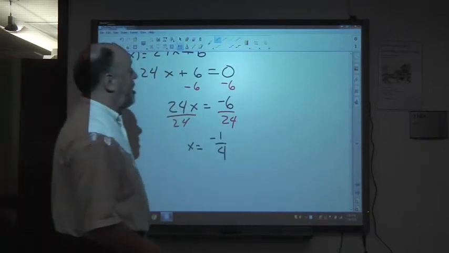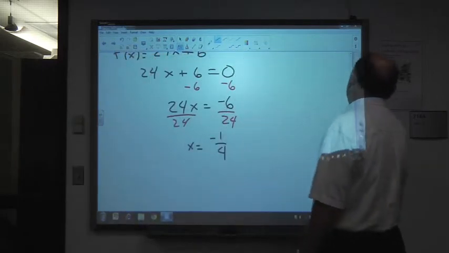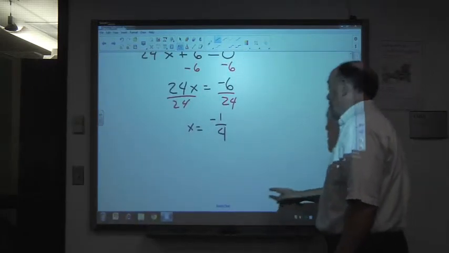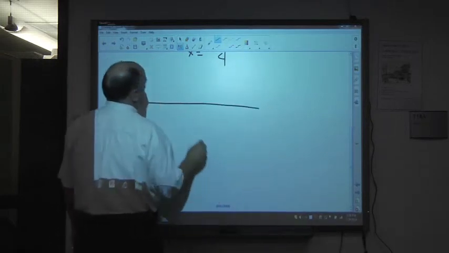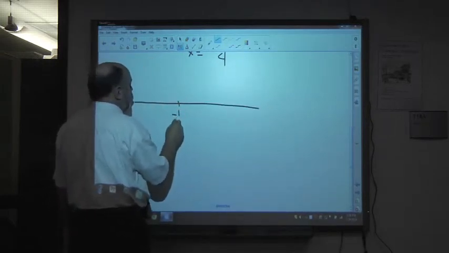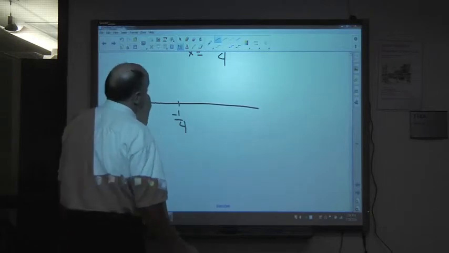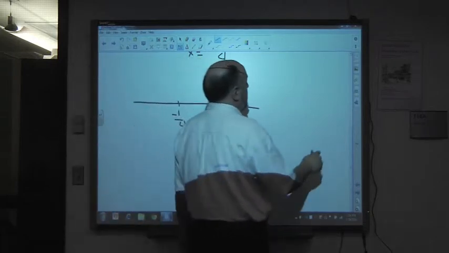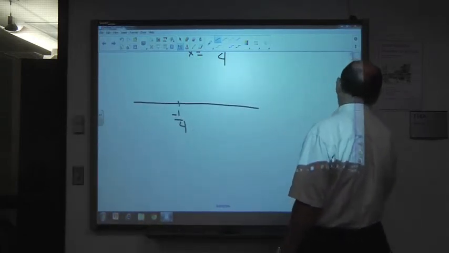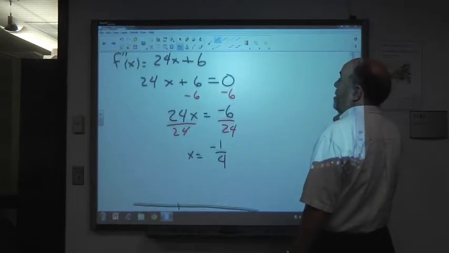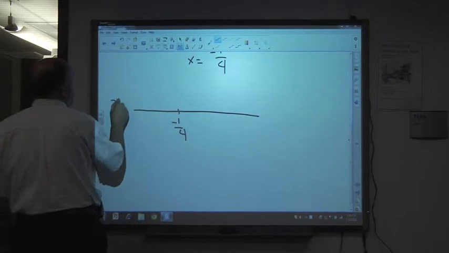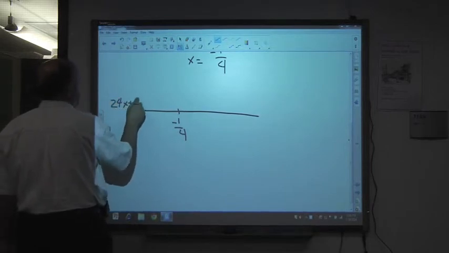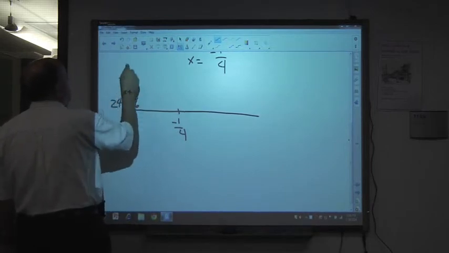And again, we can set up our chart in terms of whether it's up or down. Right? And so we get -1/4. Okay. And my derivative was 24x plus 6. So 24x plus 6, my second derivative.